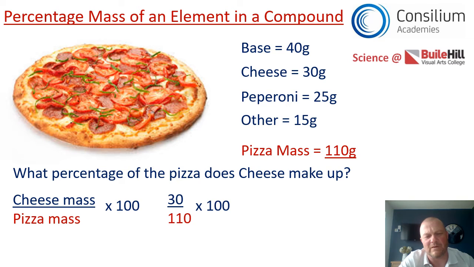Okay, so let's work it through. The cheese mass is 30, and we divide it by 110, and then times it by 100, and the answer we get is 27.3%. So the cheese makes up 27.3% of that pizza. Okay, hold that in mind because we're not going to use cheese, we're not going to use bases, we're not going to use pepperoni in a second. We're going to use the mass of elements.